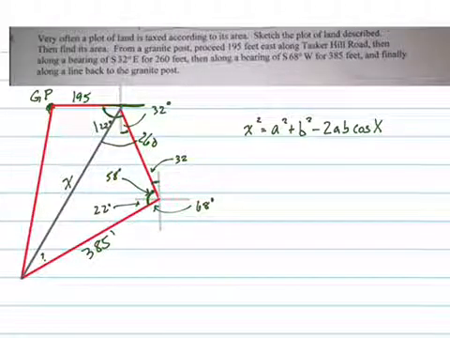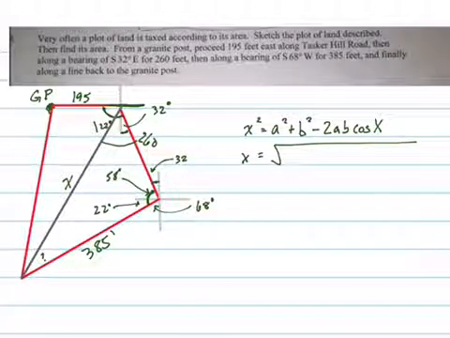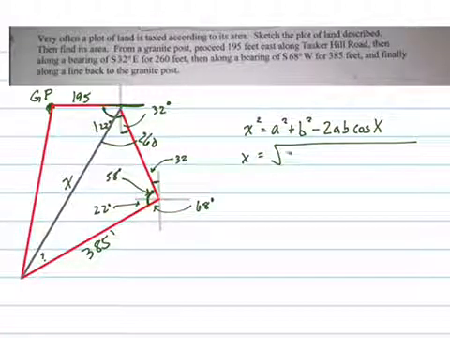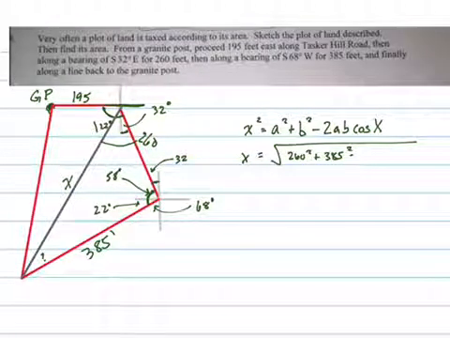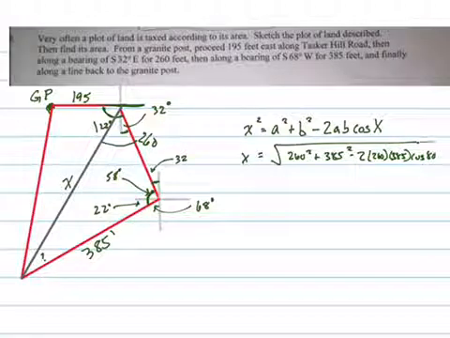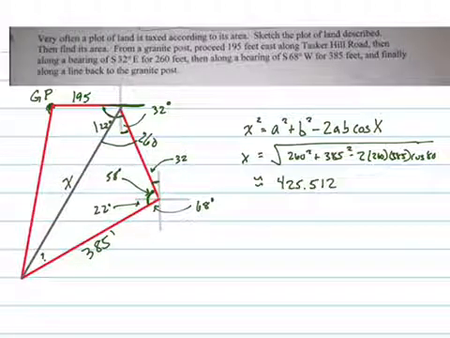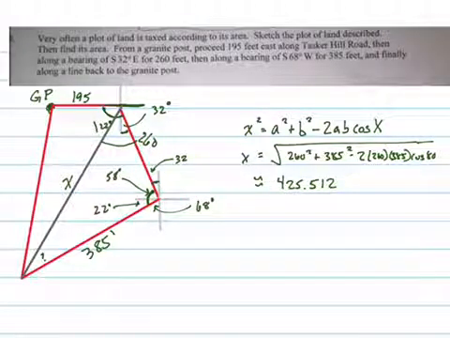That's what it says. So to find x, I take the square root of a squared, which we're calling 260 squared, plus 385 squared minus 2 times 260 times 385 times the cosine of 80. And I get x equals approximately 425.512.